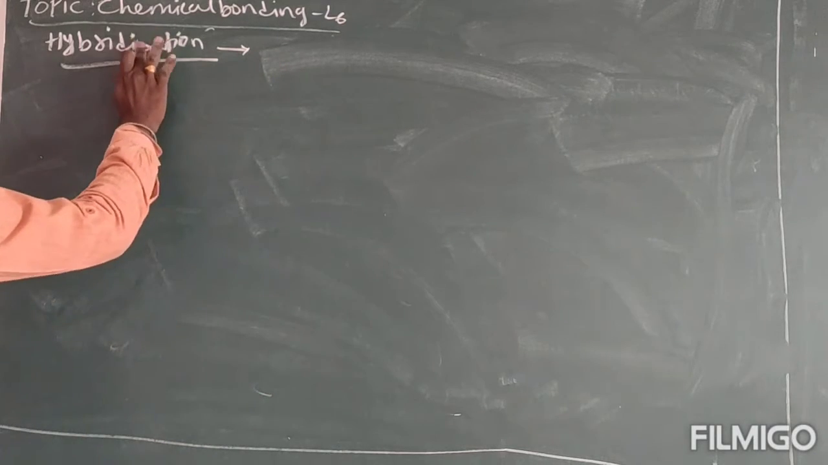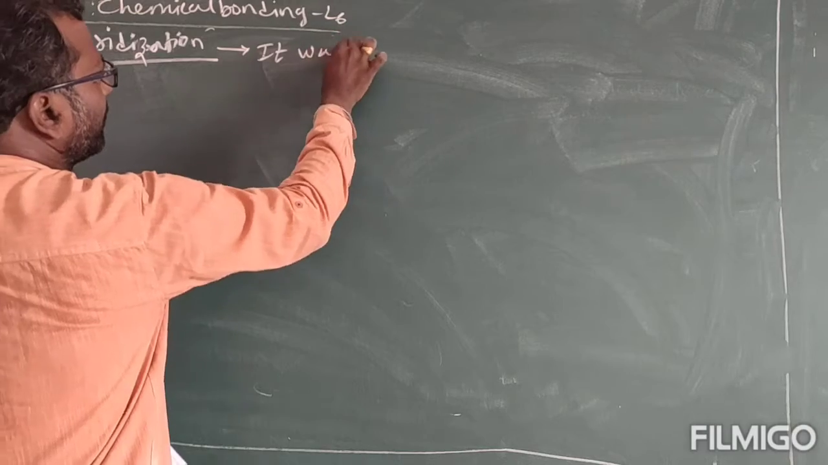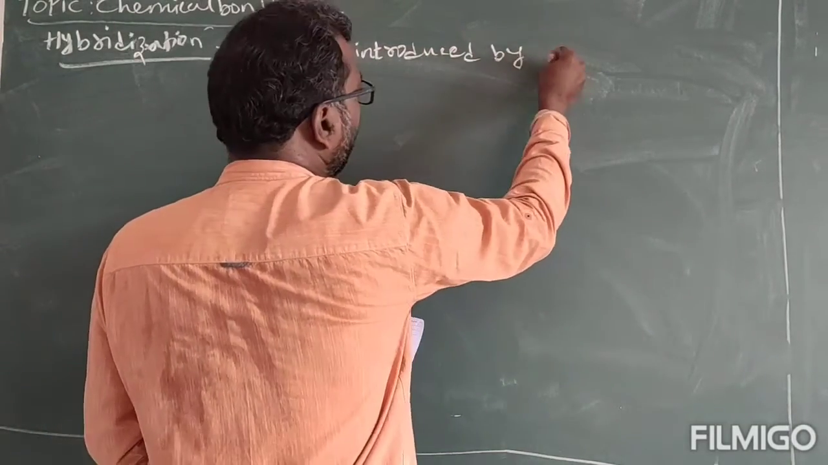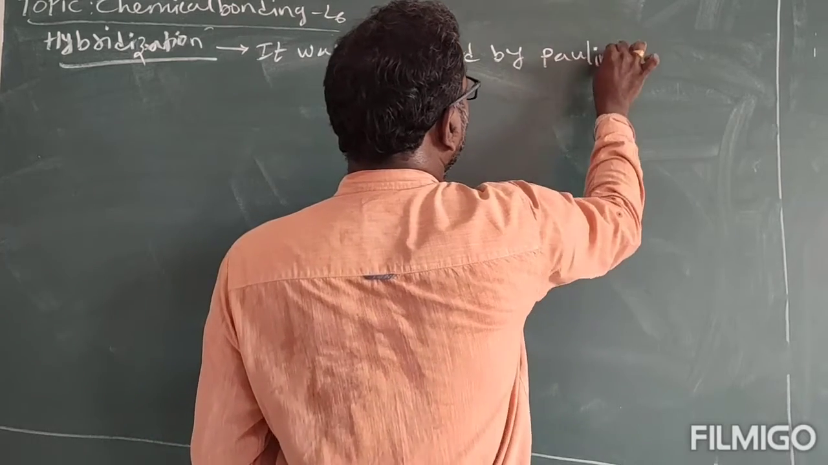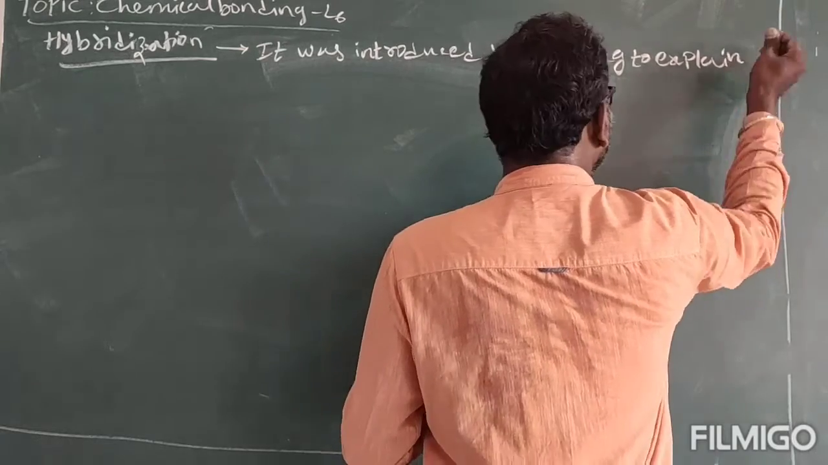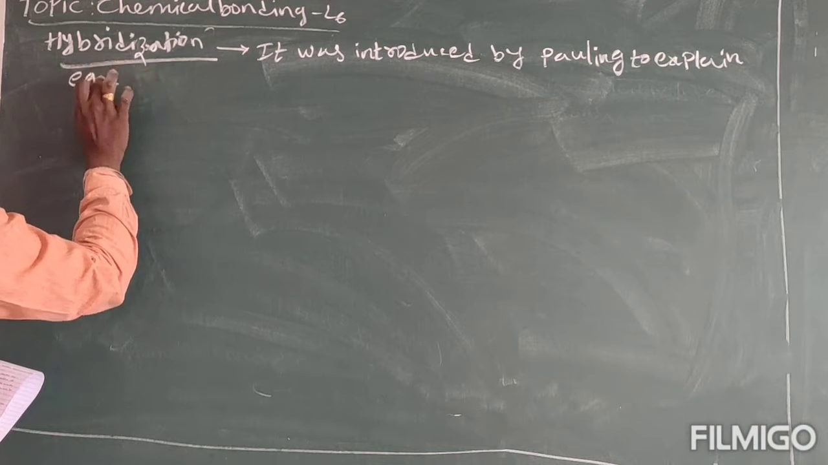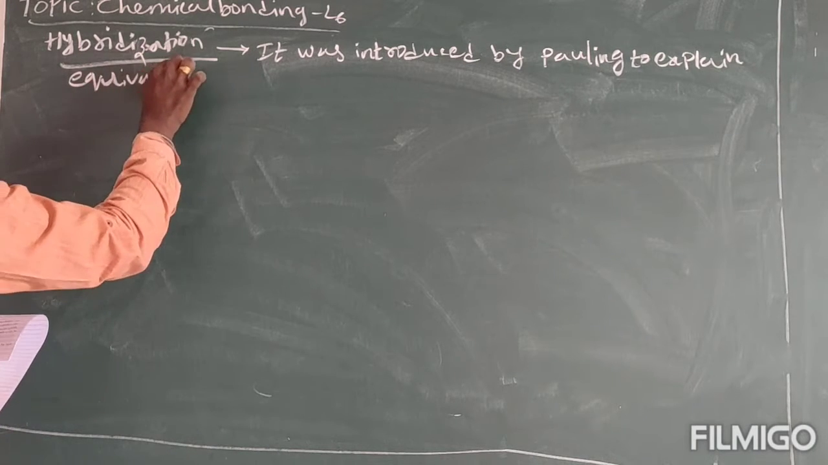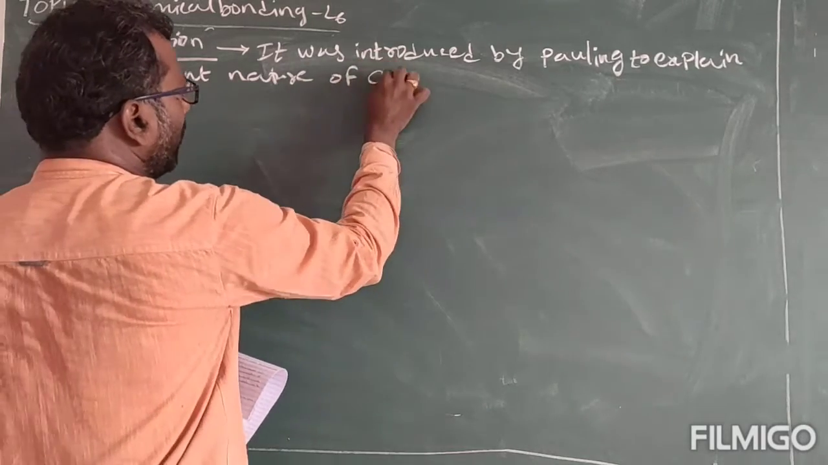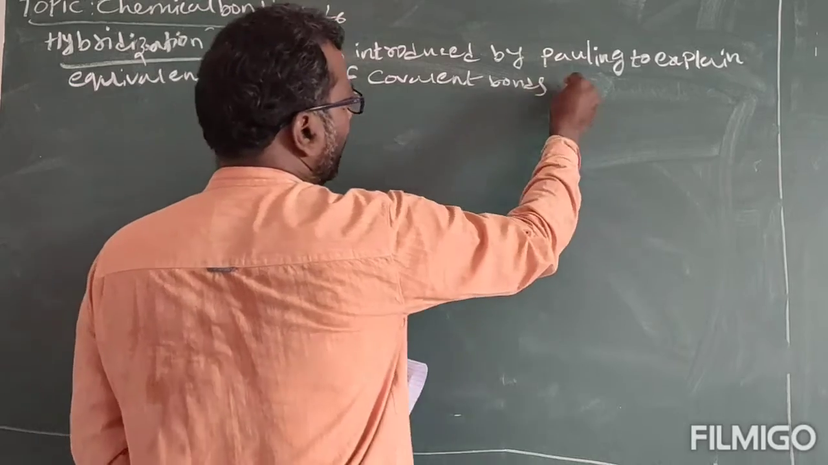Hybridization was introduced by Pauling to explain the equivalent nature of covalent bonds in a molecule.